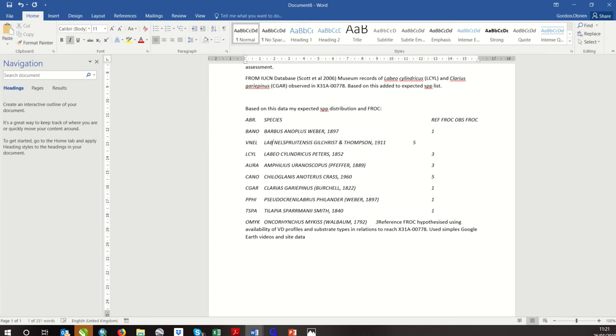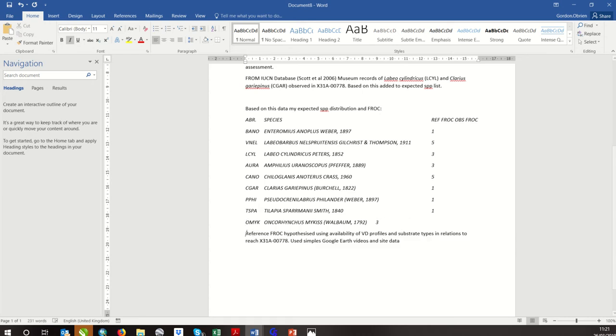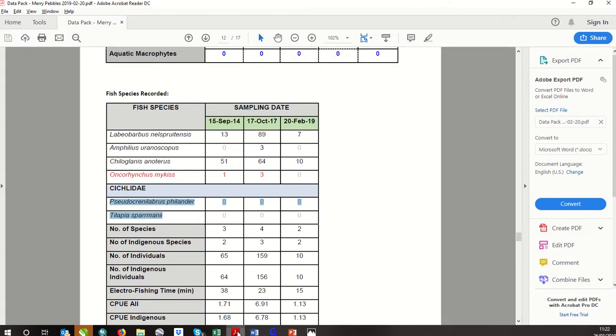And then I just want to change this to Labiobarbus, so I want to make sure that everybody's using the right terms. And then that's got to go there as well. And then here I'm just going to say that this is an alien. Alright, you with me?